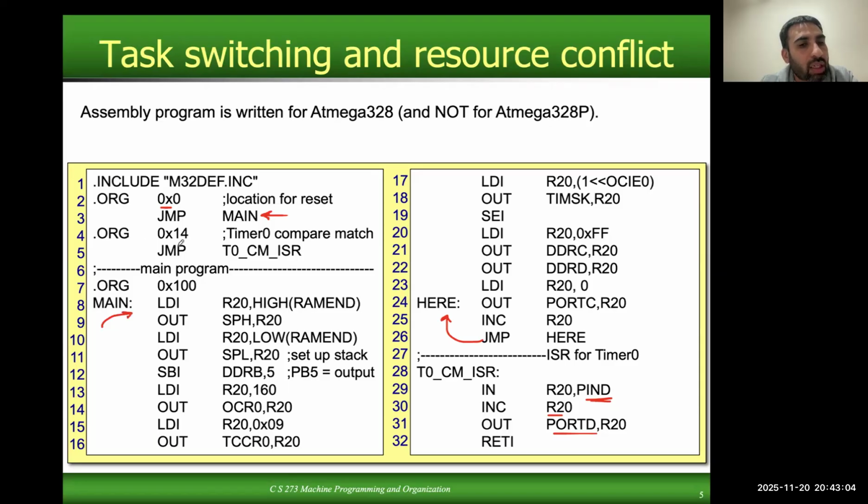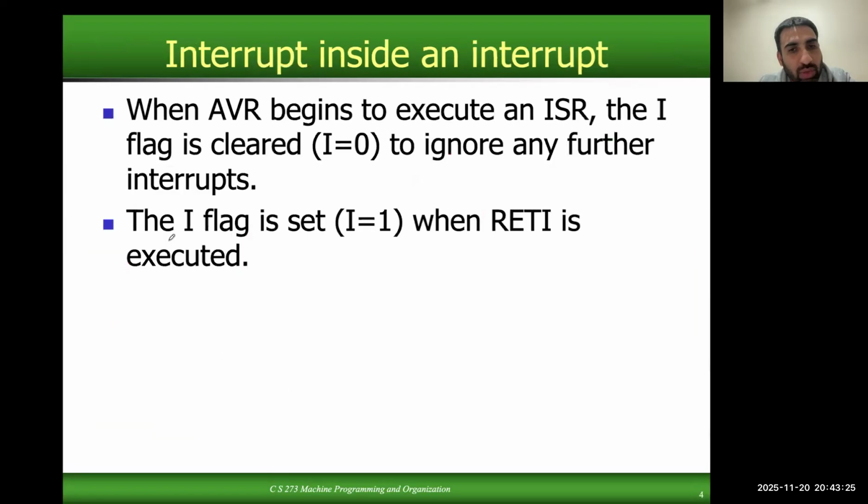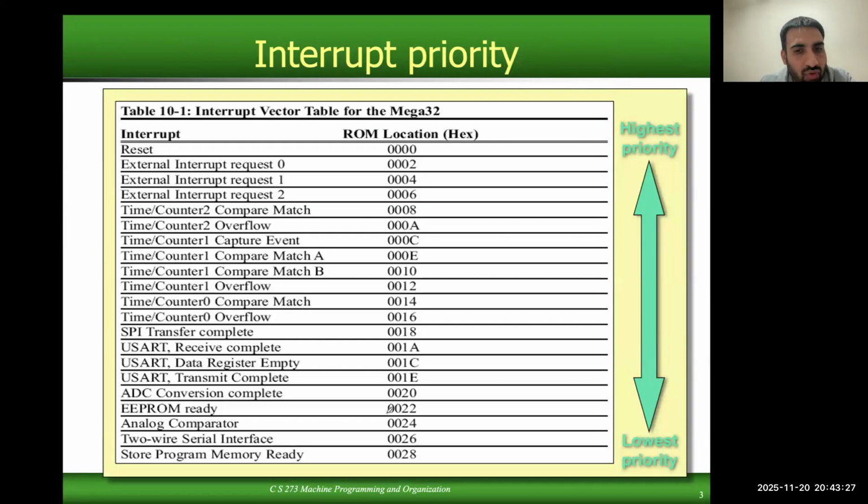Jump main. The other thing we are doing is that at the address 0x14, we are putting the statement jump timer 0 compare match ISR. And why this address 0x14? Because this is the address where we have to place the first instruction of the ISR to handle the timer 0 compare match interrupt. And again, you can get it from the vector table, right?